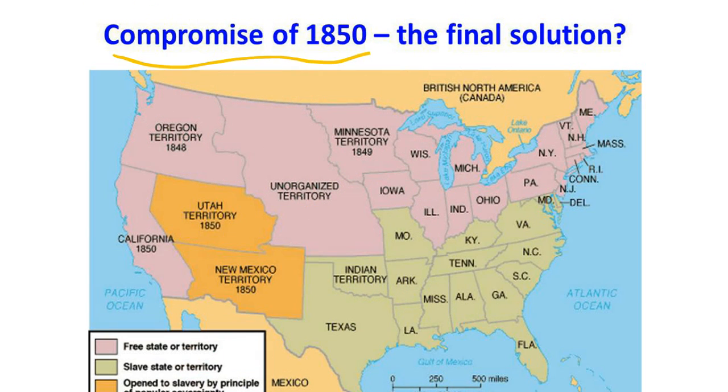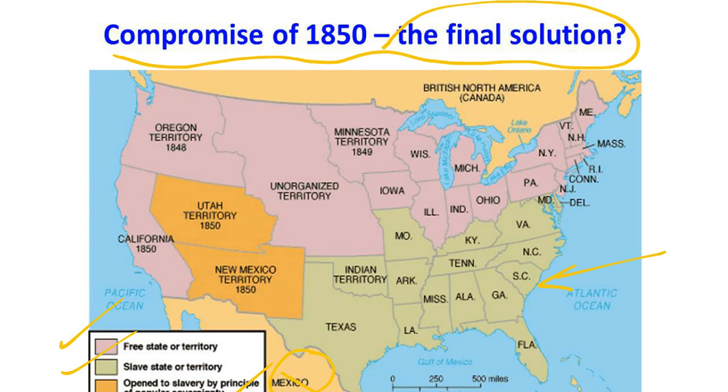But is the Compromise of 1850 the final solution when it comes to the discussion about slavery expanding into the territories? Basically, you can see here on the map, this is the result of the Compromise of 1850. You have free states or territories shown by the light pinkish or purplish shaded areas. You have the lime green areas in the South representing slave states or territories. And then you have the orange territories that you can see, or parts of the United States, not including Mexico down here, that were open to slavery by the principle of popular sovereignty.